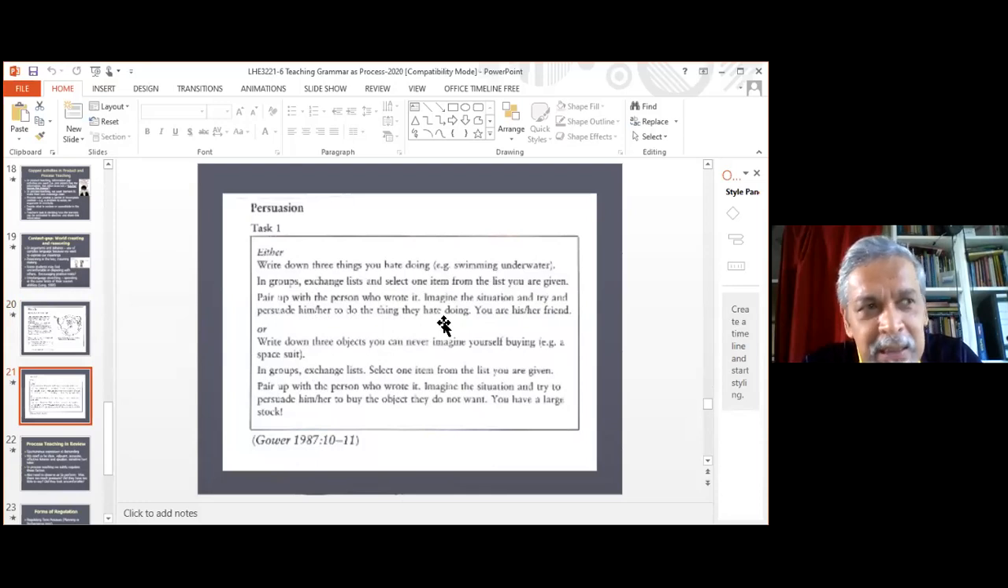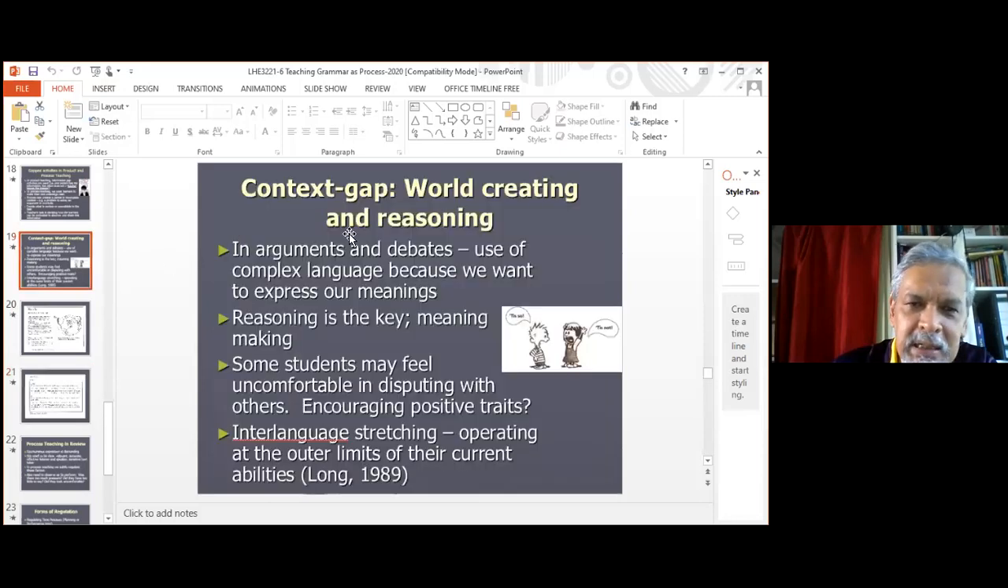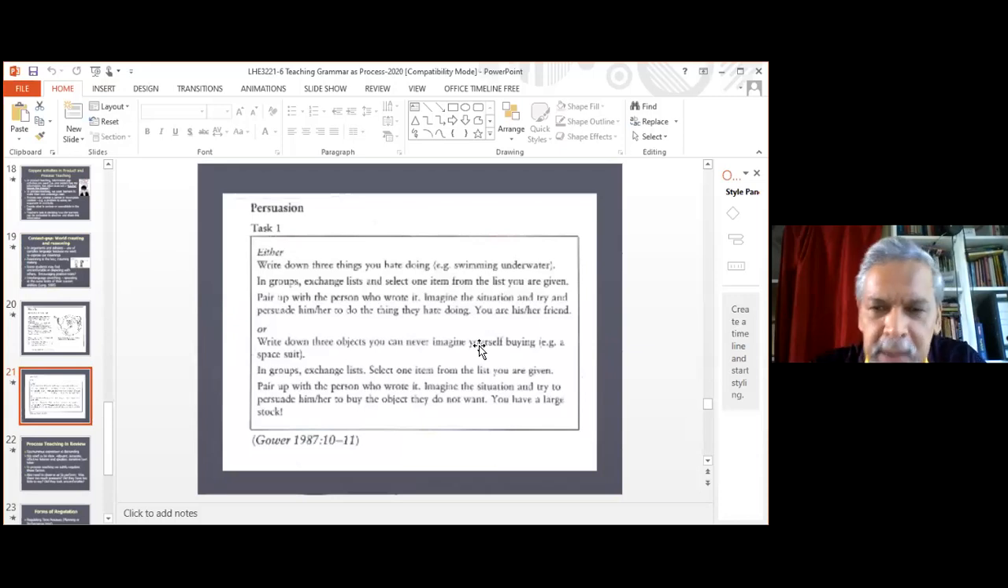So this is in some ways also giving an opinion, right? There is a gap, yeah, in a sense, because the person doesn't like something, so you're trying to convince him, okay, to do something by giving certain reasons. This is word creating and reasoning, right? So this is of course something that cannot just be given to students if they're not ready for it, right?